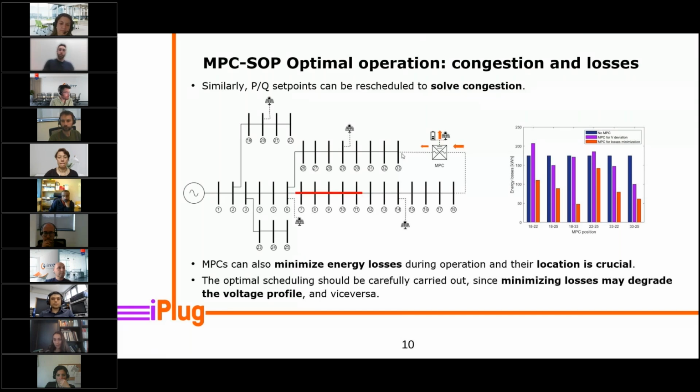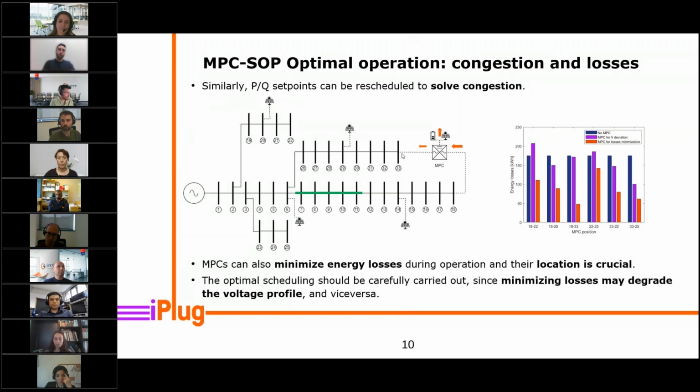On the right, you can see how it is possible also to optimize the soft open point in such a way that the losses in the grid are minimized. For example, by reducing or minimizing the current flowing in the most resistive lines of the grid. From the graph on the right, we can also derive different insights.